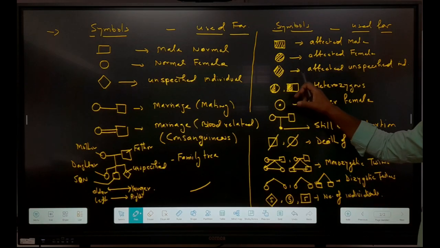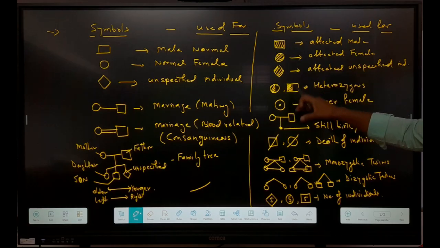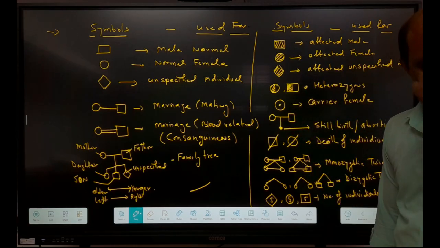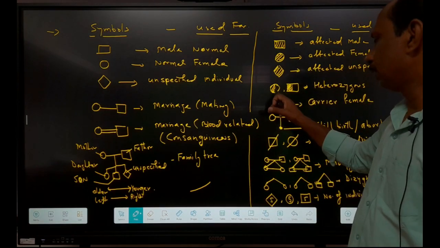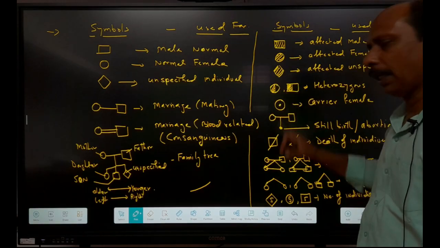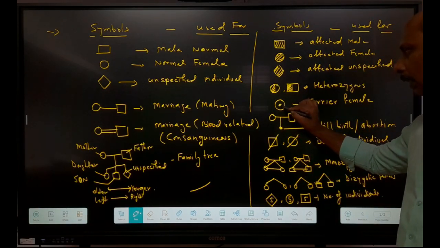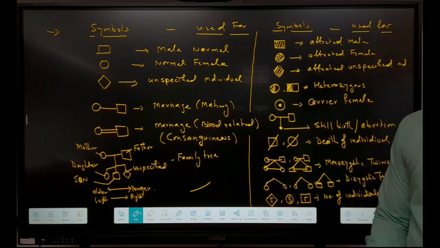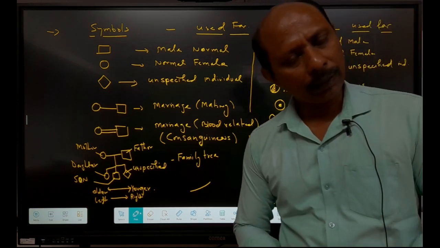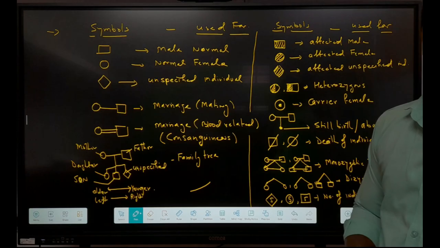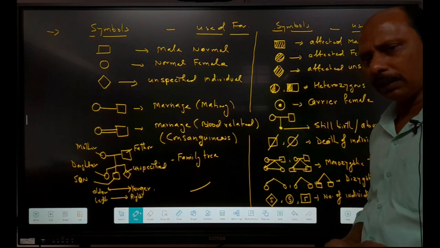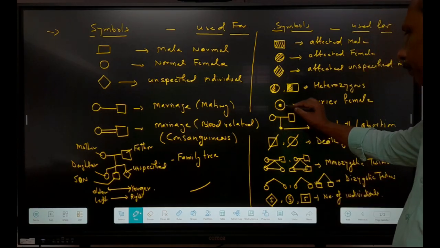A half-filled circle and half-filled square represent the heterozygous female and heterozygous male. A carrier female is represented by a circle with a dot. A male never becomes a carrier because it has XY, and the Y means it shows the recessive trait, right?